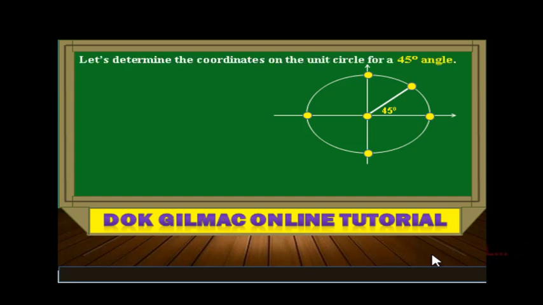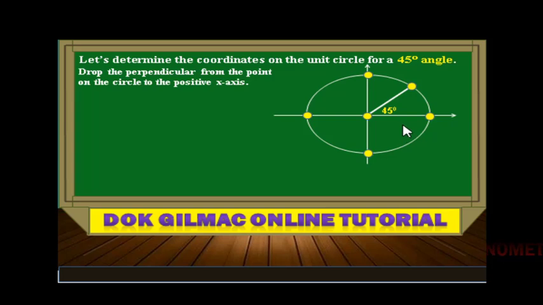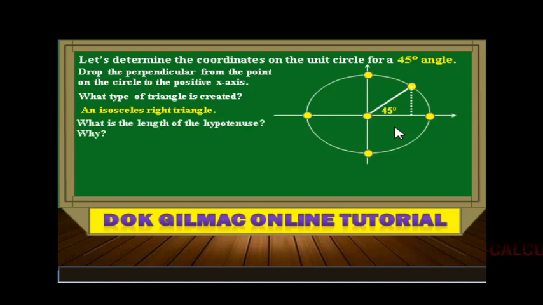Let's determine the coordinates of the unit circle for a 45 degrees angle. Drop the perpendicular from the point on the circle to the positive x-axis. So as you can see here, what type of triangle is created? It is an isosceles right triangle. What is the length of the hypotenuse? Why? It is 1, because it is a unit circle. So as you can see here, this is just equal to 1.